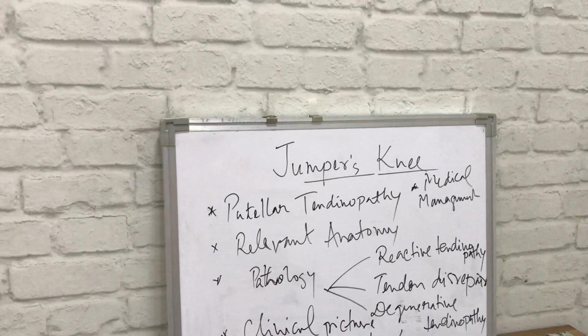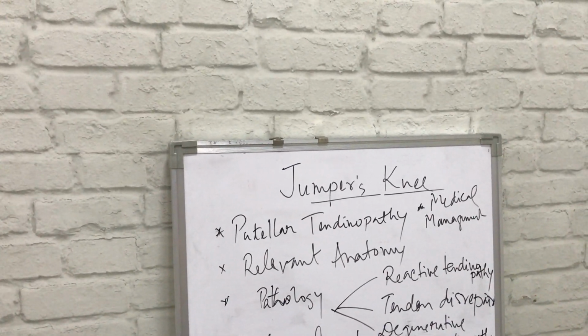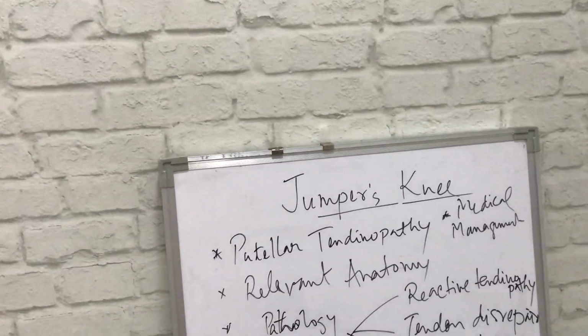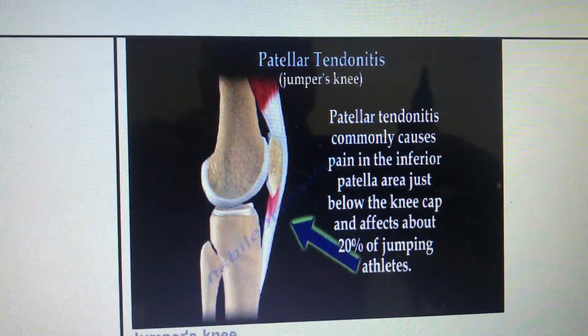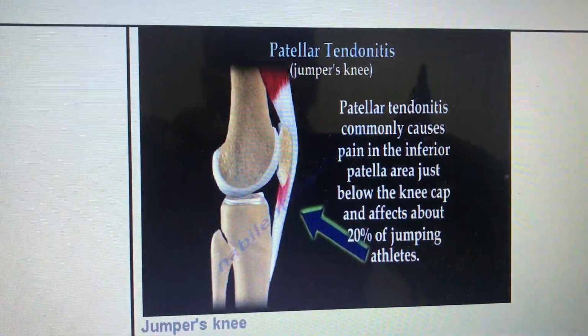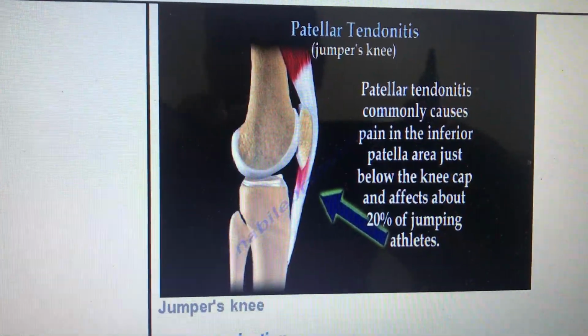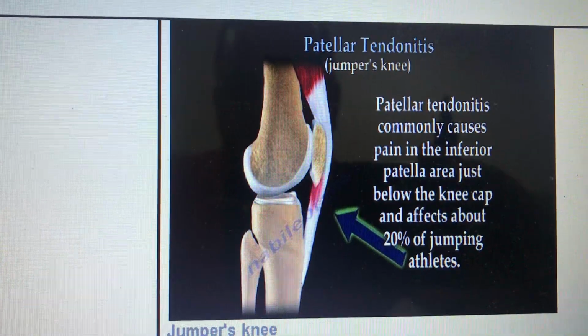So if we want to see a picture of the patellar tendonitis, see, this is the patellar tendonitis. Common causes pain in the inferior patella just below the kneecap and affects about 20% of jumping athletes.